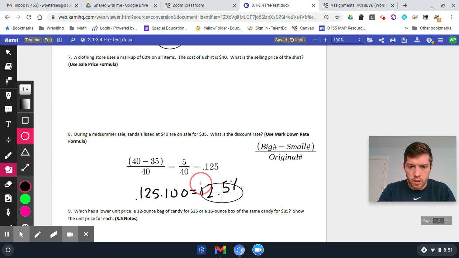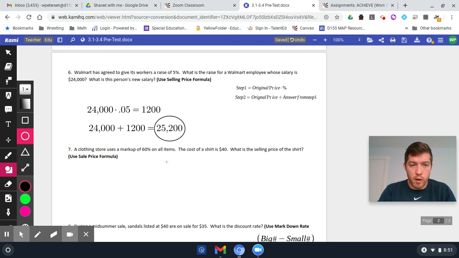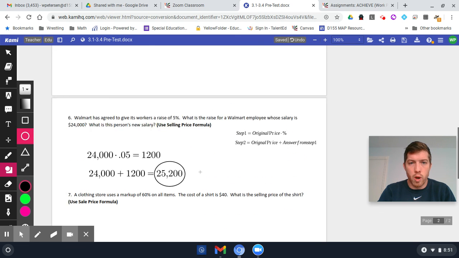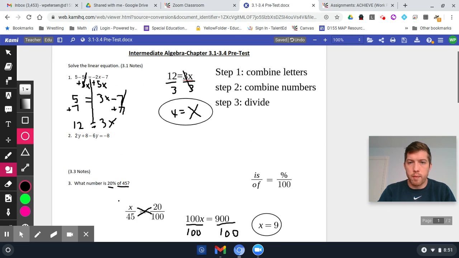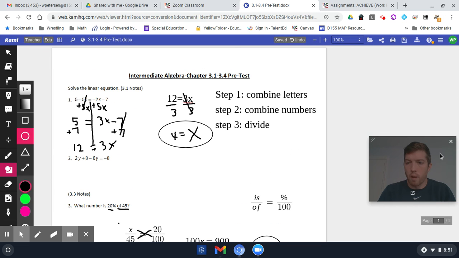All right. So that's all we're going to do here. This one, you're comparing 2 different ounces, just like we did on our activity yesterday. This one here, you have a $40 shirt. It's 60% off, so you're going to do it similar to this to find out how much it would cost. But this is pretty much what your test is, guys. It's going to be a little longer, but this is the gist of it. So if you have any questions, make sure you reach out and ask.